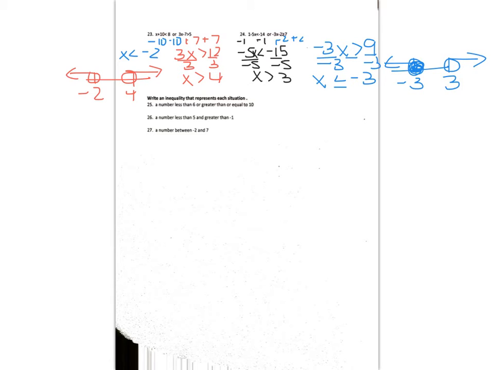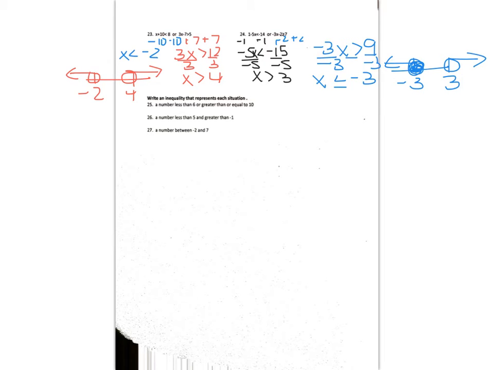And then I'm going to go ahead and do the same thing with this one. So I'm going to add 2. So I'm going to get negative 3x is greater than or equal to 9. I'm going to divide both sides by negative 3. And once again, I'm going to have to flip that inequality because I divided by a negative. So when we go to graph this, negative 3 is smaller than positive 3. So this is saying x is less than or equal to, so my closed circle, or x is greater than 3.